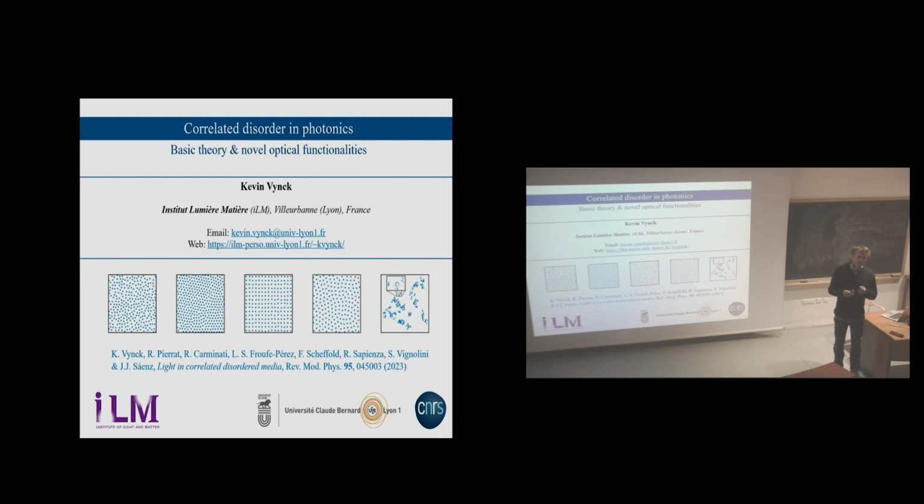Since this is a school, I will try to take a step back and go into more fundamental and basic concepts. In particular, I want to tell you about a theory that can explain how correlated disorder can impact the scattering, transport, and localization of light in matter. I will also tell you a little bit about the novel optical functionalities that could be obtained using engineered disorder.